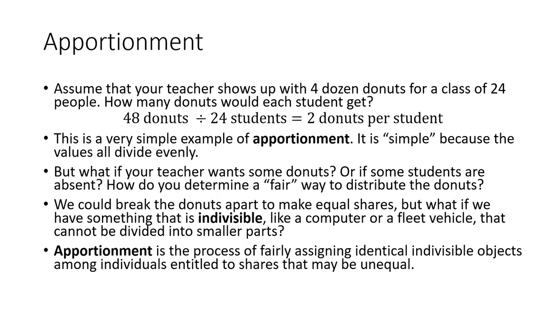It's simple because we have enough to divide everything evenly. But what if the teacher wants some donuts? Or if there's some students absent, how would you determine a fair way to distribute them? In general, we could break them apart into pieces, but what if we had something that wasn't like a donut that we could break into pieces, something like a computer or a vehicle? We call these things indivisible because we can't divide them into smaller parts. You can only give one computer, you can't give someone half a computer. Apportionment is the process of fairly assigning identical, indivisible objects among individuals entitled to shares that may be unequal.